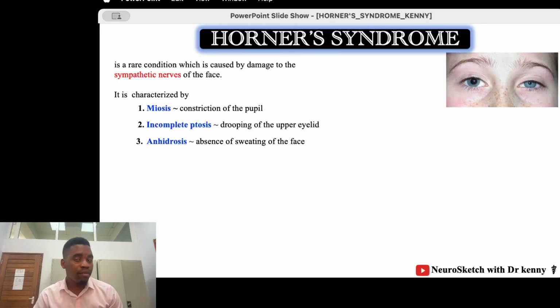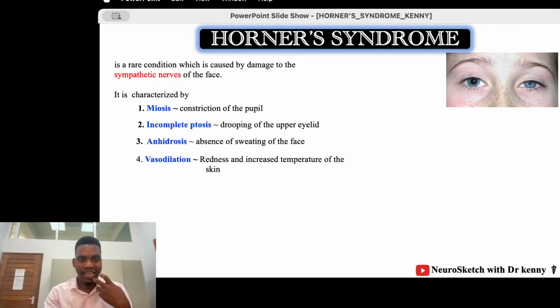Do you guys remember that the sympathetic nervous system results in vasoconstriction in the peripheral vessels? So if I'm removing the sympathetic nervous system, what do we have? We have vasodilatation on that side of the face. That vasodilatation results in more and more blood going there, because the resistance goes down. So more and more blood flows to that particular part of the face, and it results in redness and increased temperature of the skin. So that's the clinical picture of Horner's syndrome.